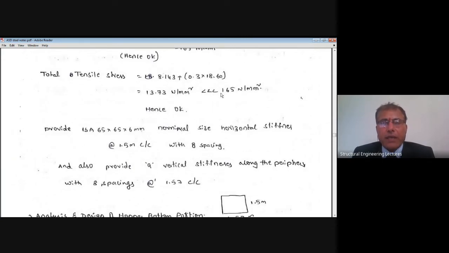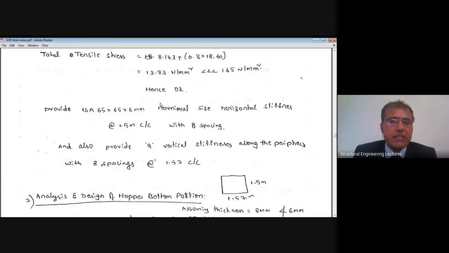Hence okay, 165 MPa, Newton per mm square. And this indicates that the proposed 8 mm thickness of the wall is okay from the compression load point of view as well as the bursting point of view. Hence the 8 mm thickness itself is the final thickness, right?